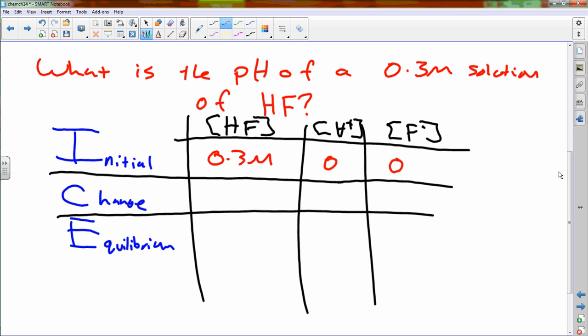Now, as far as the change goes, we know these numbers have to increase because some of these are being formed from the dissociation. We know this number has to decrease. The problem is we don't know by how much. So, in true algebra fashion, we're just going to put an X in there. We know we're going to gain a certain amount of H plus ions. We call that X. For every H plus ion that we gain, we're also going to gain an F minus ion. Those two numbers have to be the same, because if an H comes off, you're left with an F minus. So this is also going to be X. Those two numbers will always be the same.